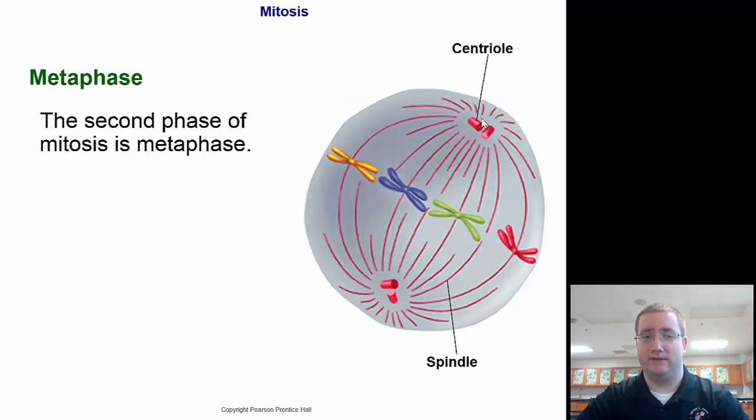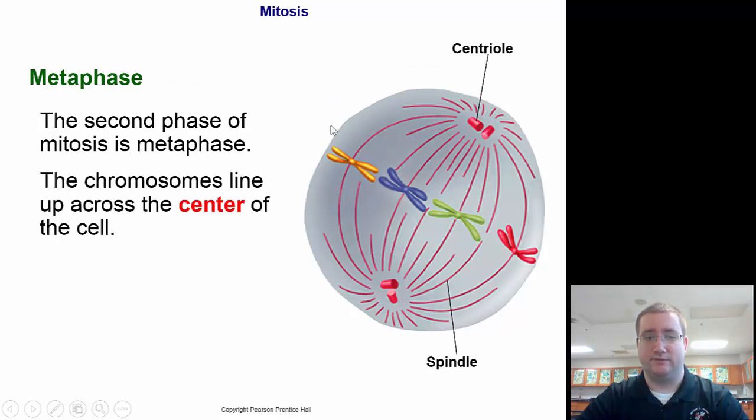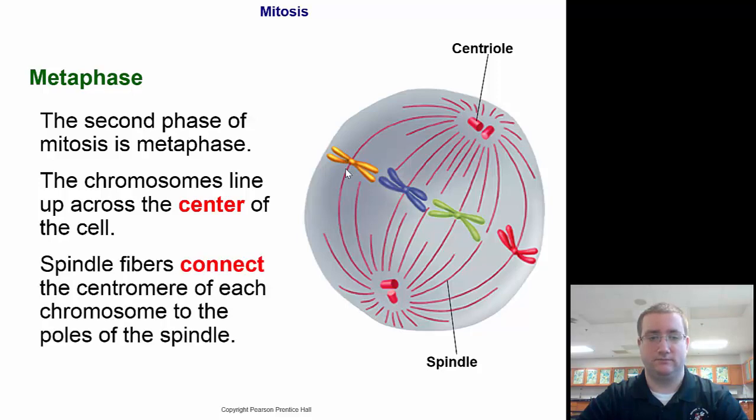The second phase is metaphase. Meta means middle. So in metaphase, you can see that these spindle fibers have lined up and have forced these chromosomes into a straight line. So these spindle fibers have attached at the centromeres and have pushed and pulled these chromosomes into a straight single file line directly in the center of the cell.